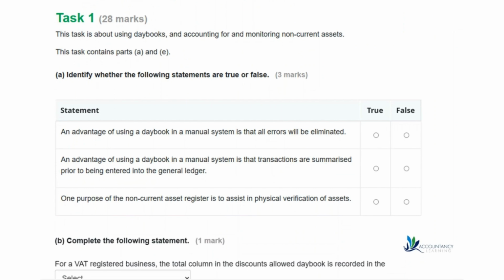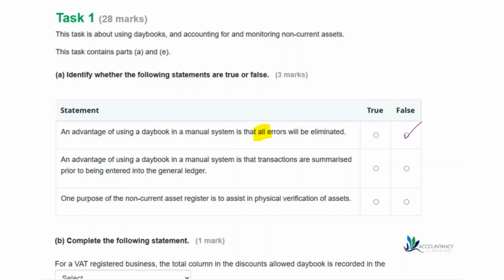Statement 1: an advantage of using a daybook in a manual system is that all errors will be eliminated. So this is talking about all errors. So this is false. It's not possible to eliminate the risk of errors being made.